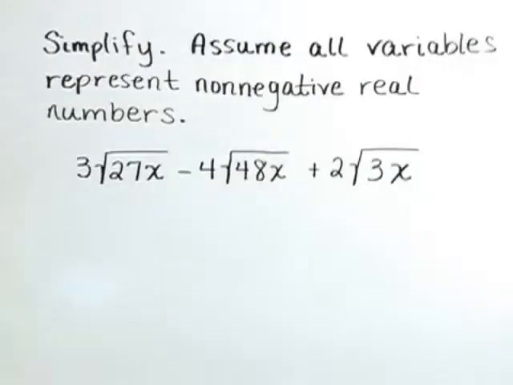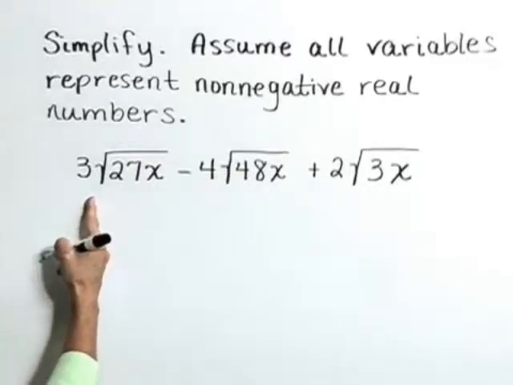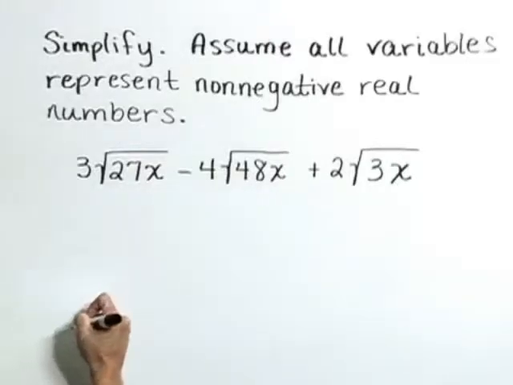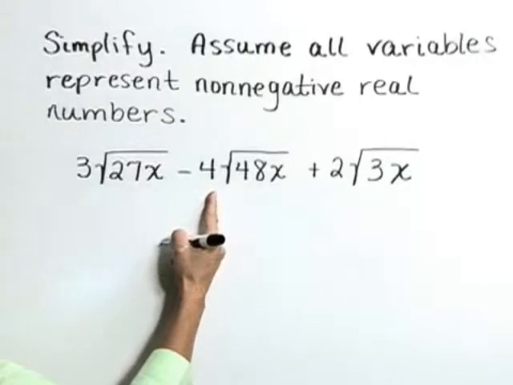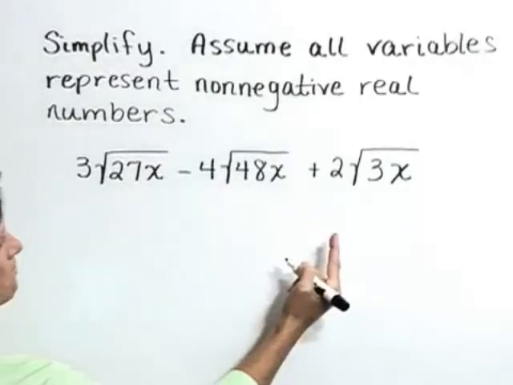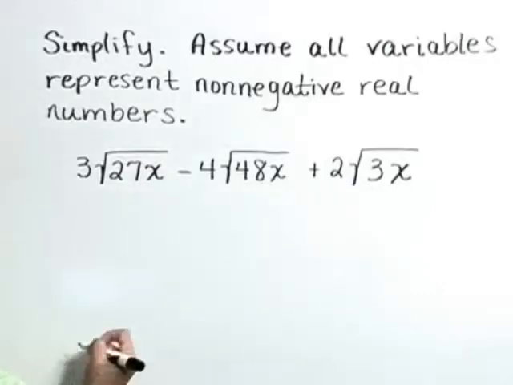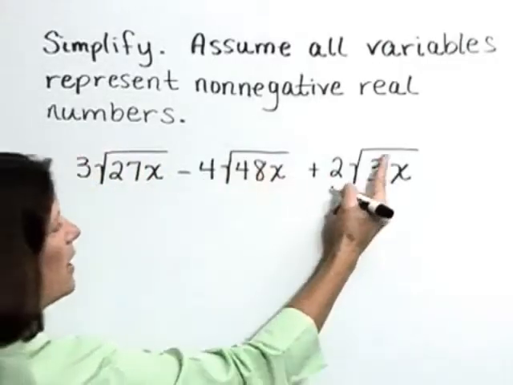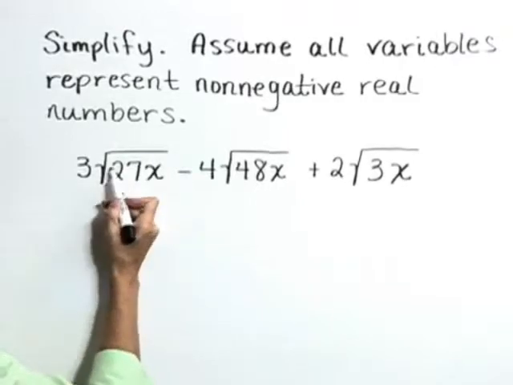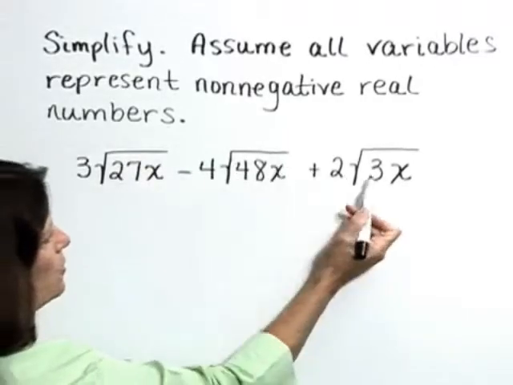Simplify. Assume all variables represent non-negative real numbers. 3 times the square root of 27x minus 4 times the square root of 48x plus 2 times the square root of 3x. Now, these terms are not alike at this point because we have different radicand values.